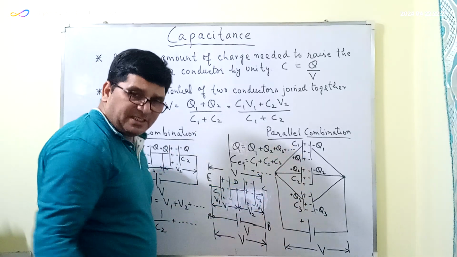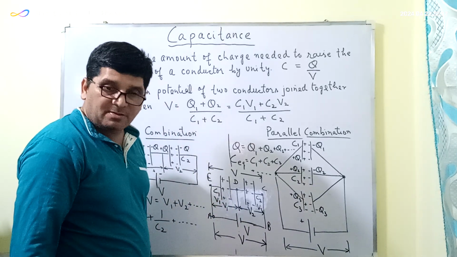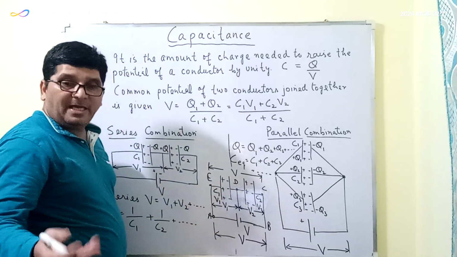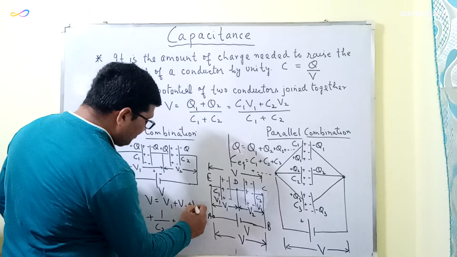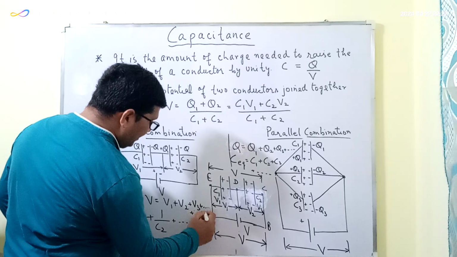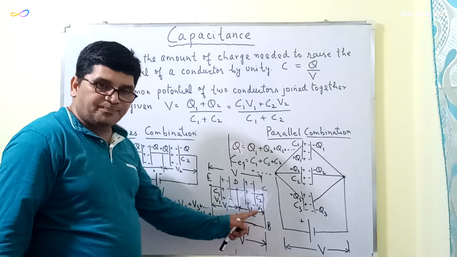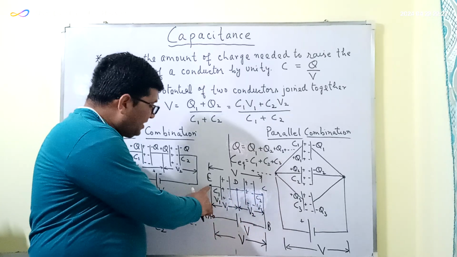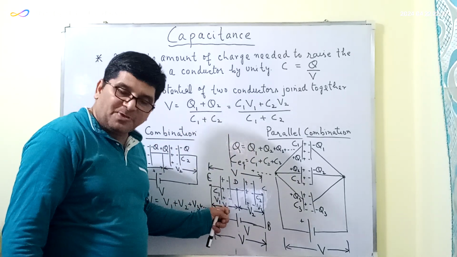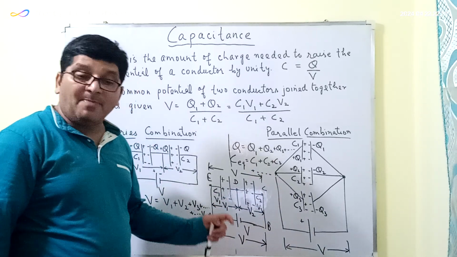And if there are more capacitors, right now I have only taken 2 capacitors, there can be n number of capacitors. So if there are n number of capacitors, what you can write here is V1 plus V2 plus V3 and so on, like Vn. So the potential difference across the ends of the capacitors will be equal to the sum of the potential difference across all the capacitors. This is what happens in series.